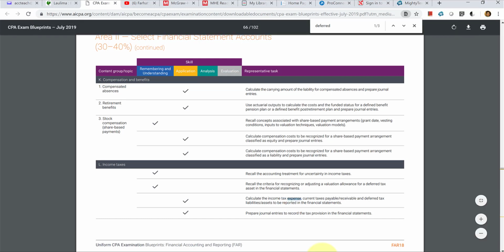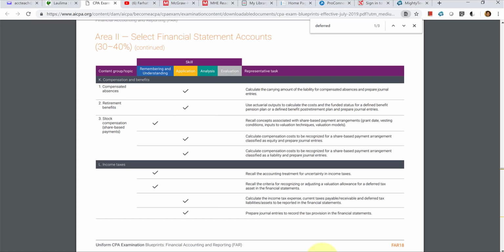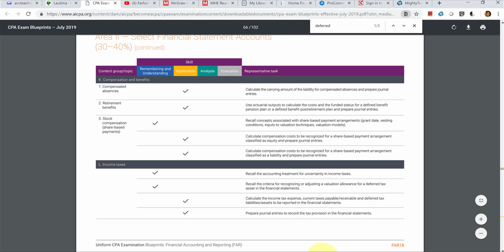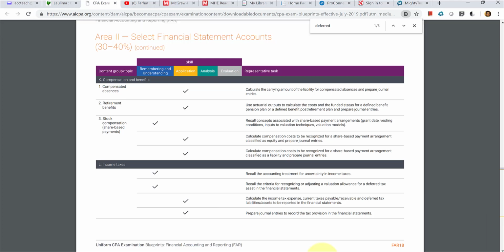expense. Now, how much of this expense is currently payable to the IRS, or maybe a refund receivable from the IRS, and how much of this expense is related to what we have to pay in the future, called deferred tax liability. Maybe you're reporting the tax now on your financial statement, but it doesn't have to be paid currently. You can postpone it to a future year, defer it: deferred tax liability.